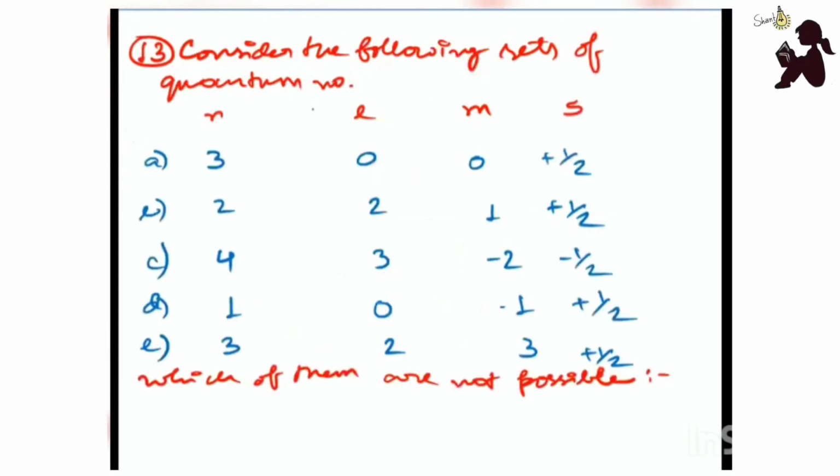Now in question number 13, they have given you 5 orbitals, and they have asked which of them is not possible. So we're going to apply the quantum number principles here. We can see that n equal to 3, so l can be 0 because l's value can be 0, 1, 2, right? So m can also be, if we take the maximum value, -2, -1, 0, 1, 2, and then plus half or minus half, so it is plus half, so it is correct, so it is possible, right?